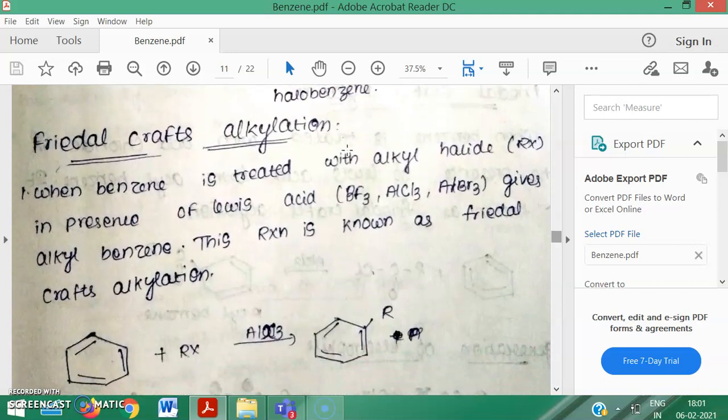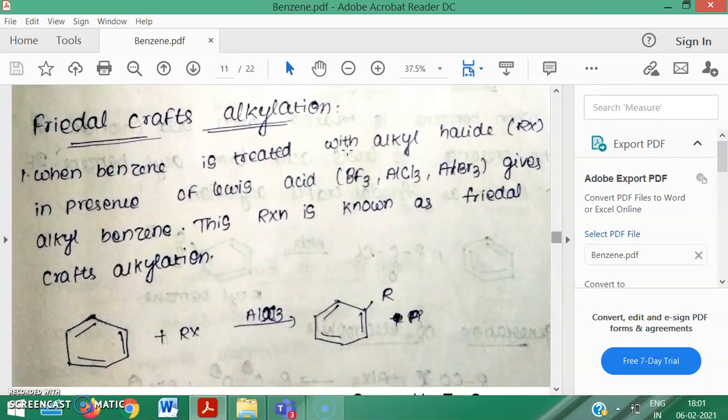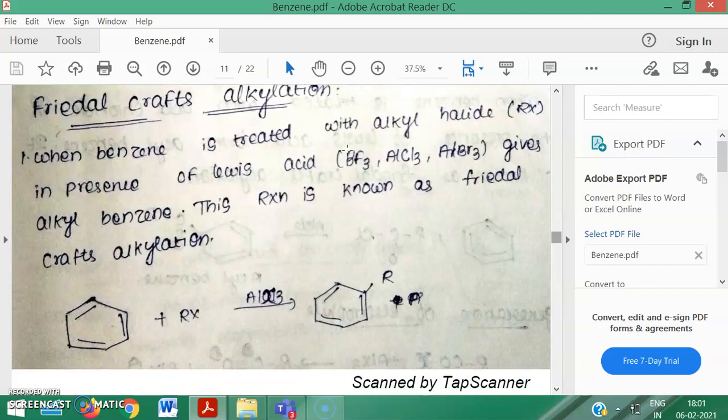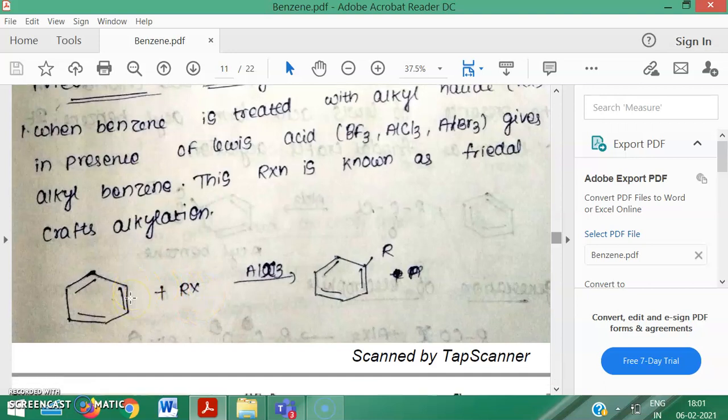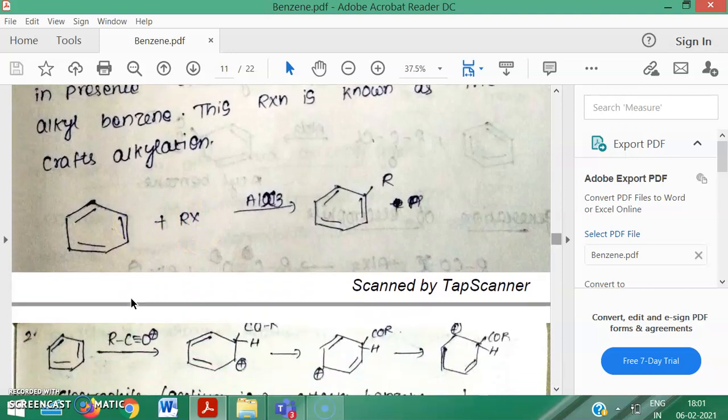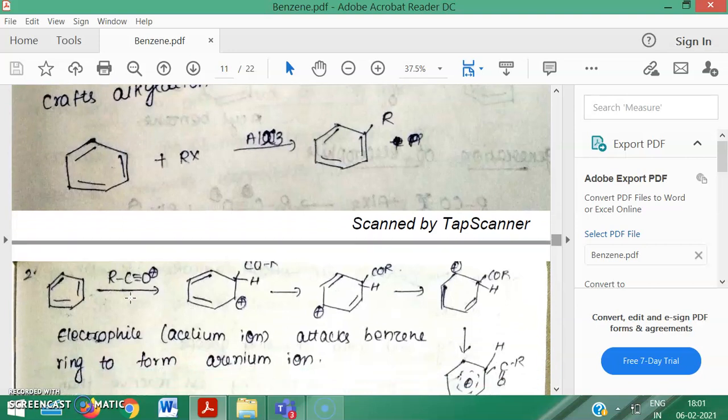In the same manner, Friedel-Crafts alkylation takes place. Friedel-Crafts reaction means a reaction in the presence of Lewis acids, called Friedel-Crafts alkylation reaction. Here, in the presence of AlCl3, the alkylating agent RX, an alkyl halide, substitutes R on the benzene ring. So it produces the alkylated compound.